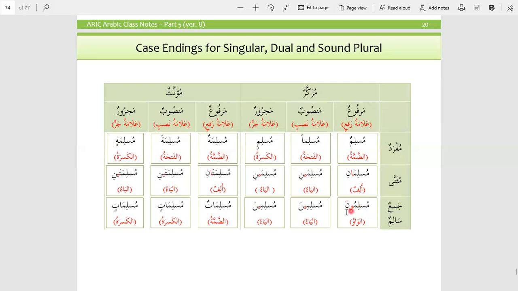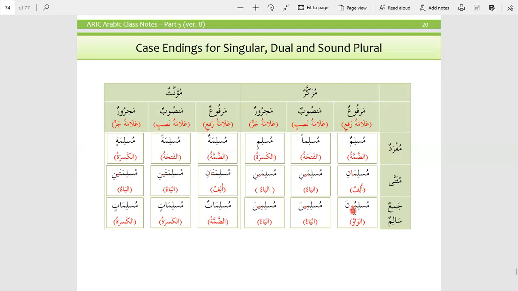Muslimuna. This is now plural, Muslimuna, and we now have a waw here. This is a sign for jam'u salim. It shows that the word that we are talking about, Muslimuna, is in plural form, and it is also marfu'un. Remember? So we can say alamatu rafi', waw, jam'u salim.